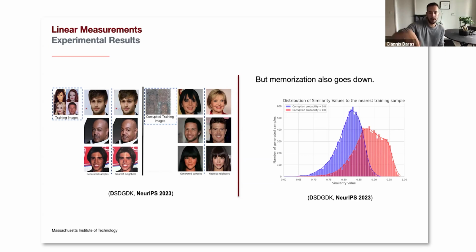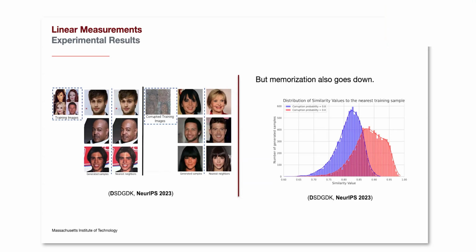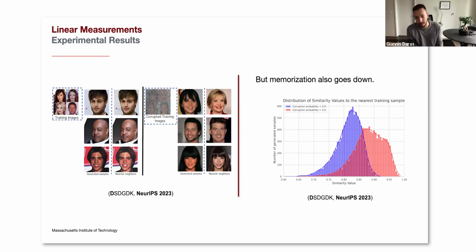The plot on the right shows you this distribution of similarities. The red curve is what happens when you train with clean data, and the blue curve is what happens when you train without clean data. With clean data, you see that there's this tail on the right at 0.90 similarity, which corresponds to basically memorized things. But when you train under corruption, this doesn't happen. You shift to the left, so you have less memorization.